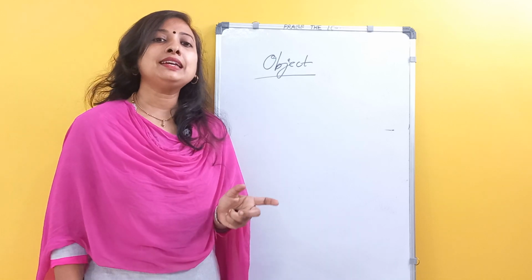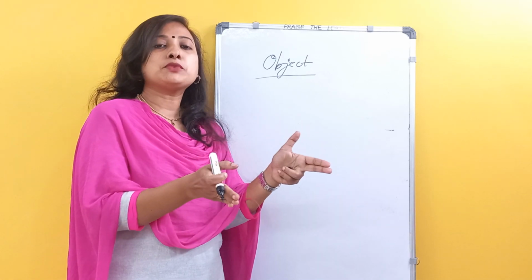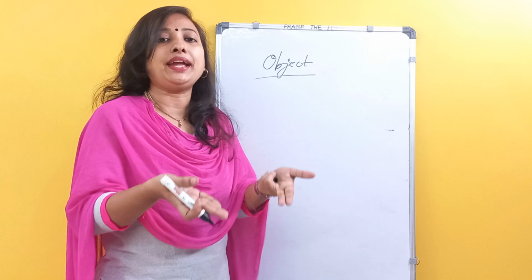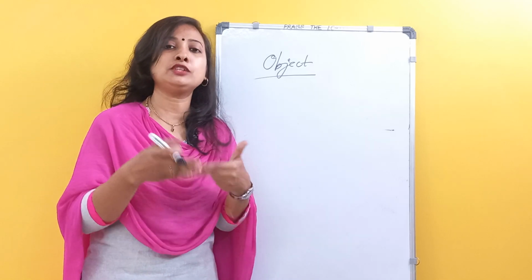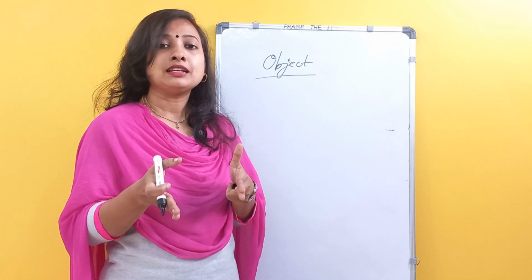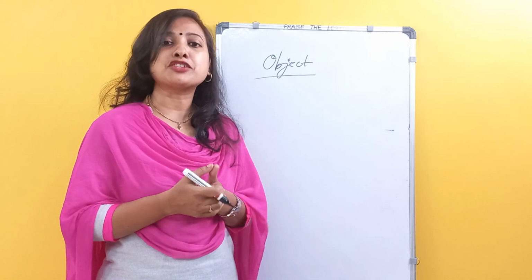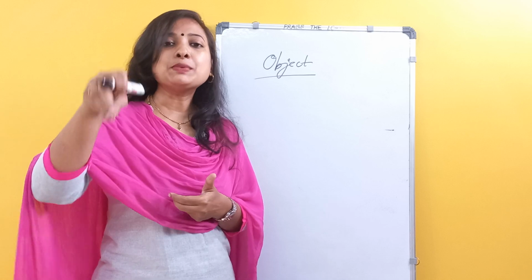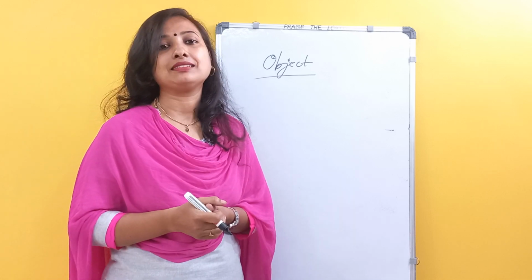The object. In the subject, we are saying that the subject is the doer, he or she is the doer. The subject does the action. So on what is the action being done? There must be something on which the action is being done.